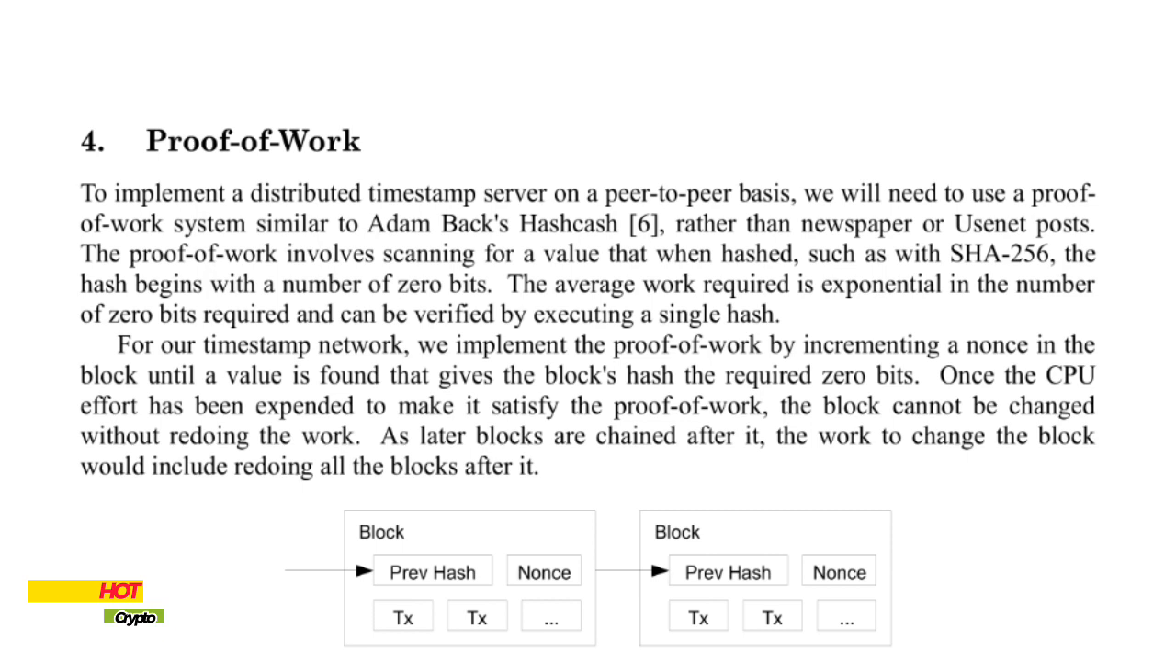The average work required is exponential in the number of 0 bits required and can be verified by executing a single hash. For our timestamp network, we implement the proof of work by incrementing a nonce in the block until a value is found that gives the block's hash the required 0 bits. Once the CPU effort has been expended to make it satisfy the proof of work, the block cannot be changed without redoing the work, as later blocks are chained after it. The work to change the block would include redoing all the blocks after it.